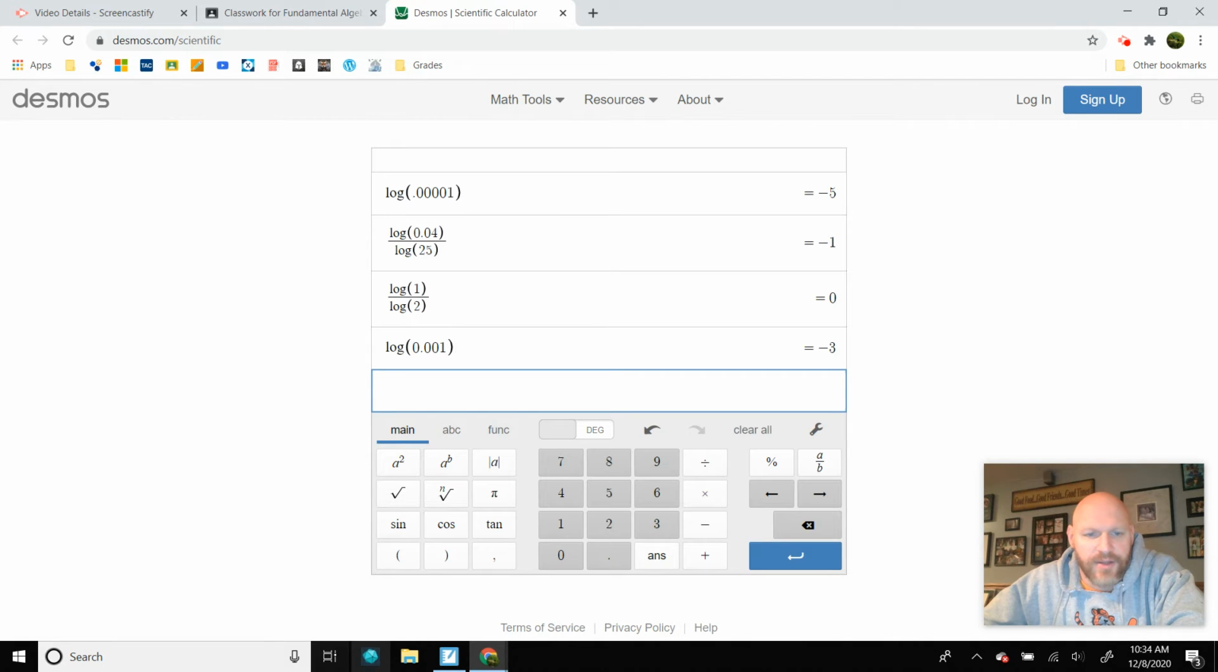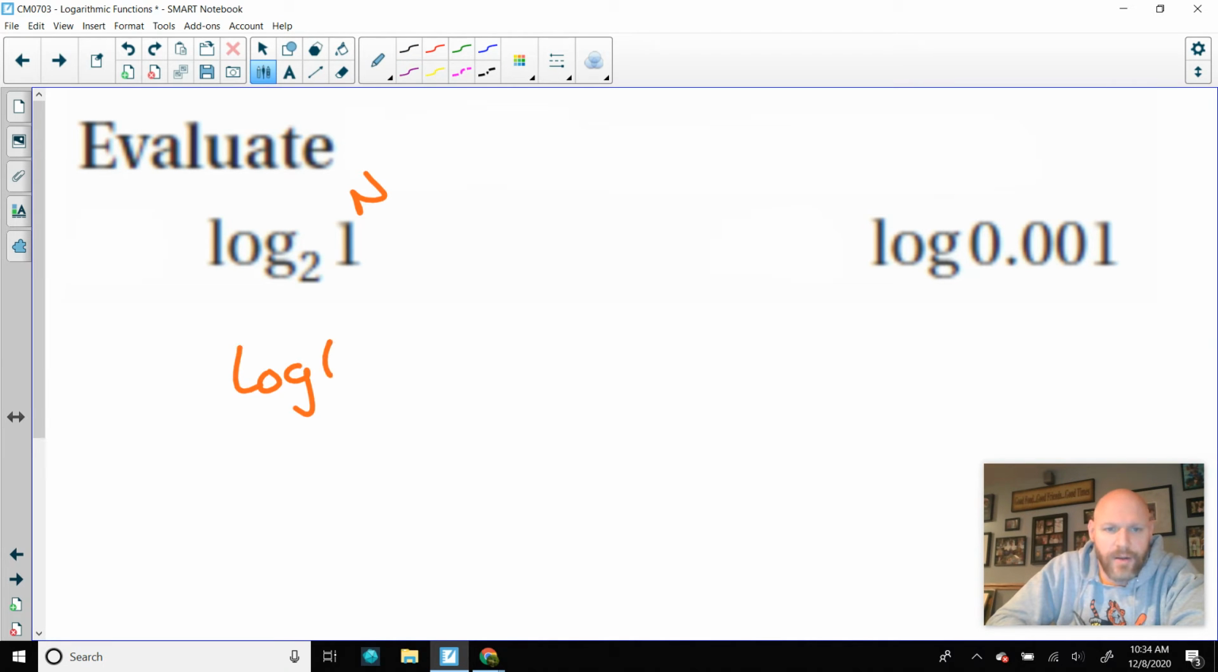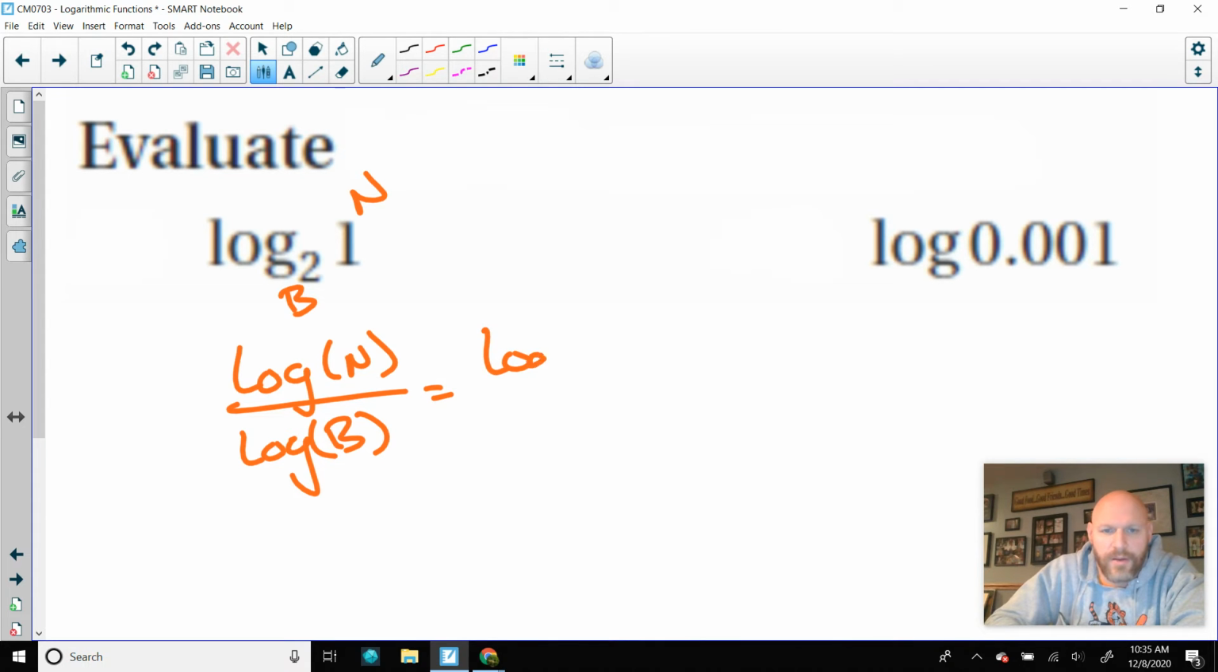So let's go ahead and take a look at that on our sheet here. What we're looking at is the number goes above, so the log of the number goes on top, and we divide that by the log of the base. In this case, our base is 2. So we just did the log of 1 over the log of 2, and it gave us the number 1.